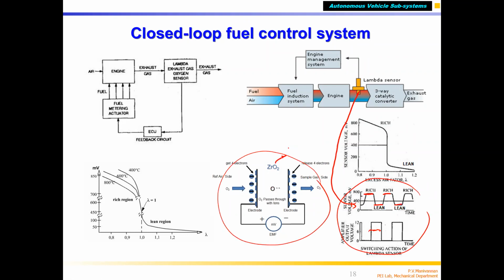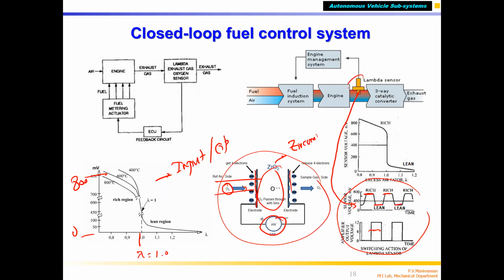It is made of zirconia material. It has two plates. If exhaust gas flows, depending upon the oxygen concentration, it develops millivolts. So this is the input-output characteristic for the exhaust gas. This is stoichiometric, and you say this is lambda. Lambda equal to 1 means stoichiometric. Depending upon the air fuel ratio of the exhaust gas, the sensor gives a voltage. The voltage value varies from 0 to 800 millivolts. That's the EGO sensor.